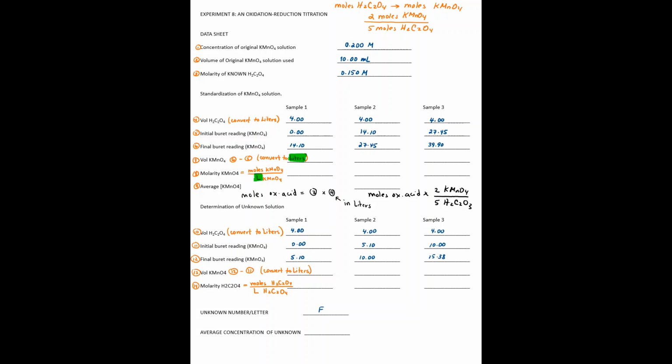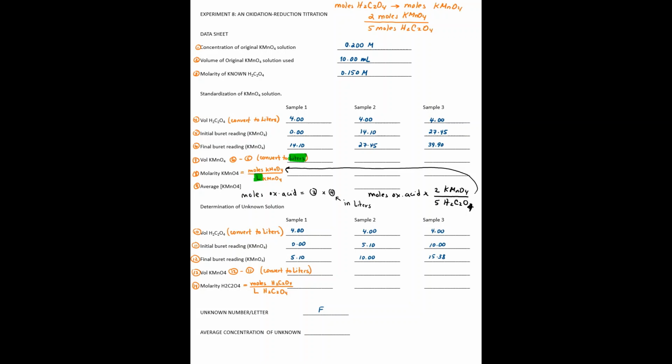So you're converting the moles of oxalic acid, which is what you can calculate with concentration of oxalic acid and volume of oxalic acid. You're converting that number of moles to moles of potassium permanganate using the stoichiometry from the reaction. So that number that you're getting when you're multiplying the moles of oxalic acid times 2 divided by 5, that's the number of moles that you need right there in that equation to get the molarity of your potassium permanganate.